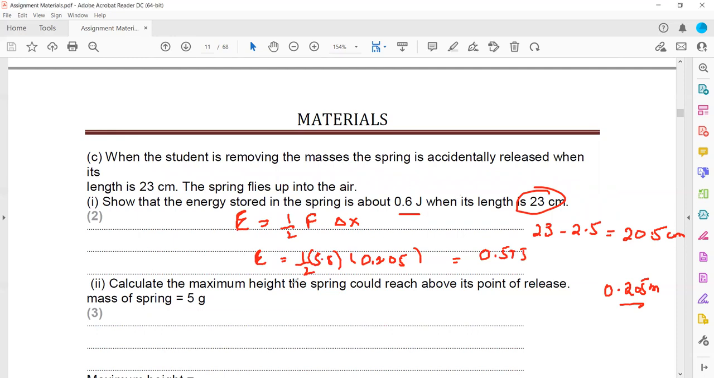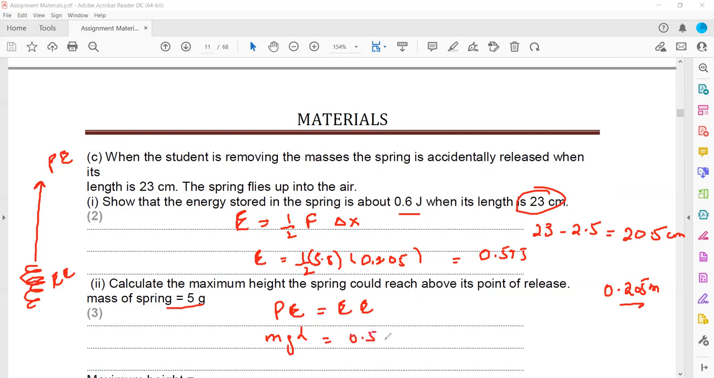The next part: calculate the maximum height the spring could reach above its point of release. Mass of the spring is 5. So basically what happened? When the spring is suddenly released, the elastic strain energy changes to potential energy. And we assume all the elastic strain energy changes to potential. So potential energy is equal to elastic strain energy. Potential energy is mgh. The elastic strain energy that we calculated was 0.59 joules.